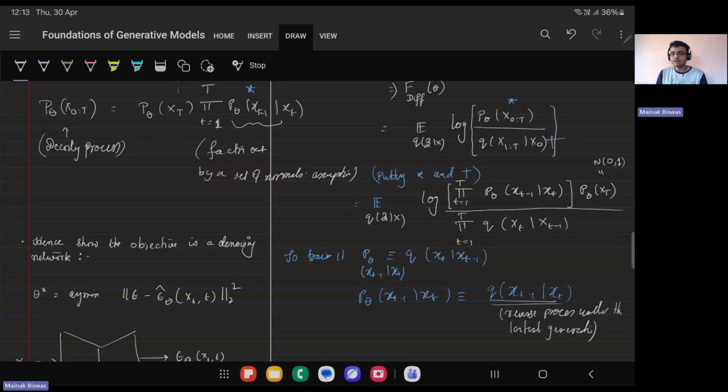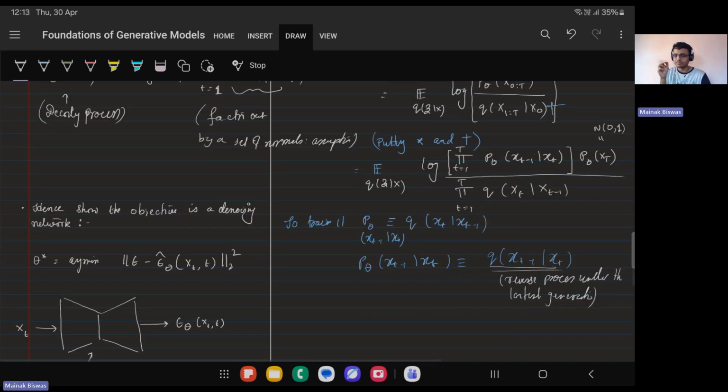And we wanted to learn the reverse process. So therefore, we will try to learn the reverse process directly. So let's try to learn it now. Now, how will I learn that? So let us try to write down.